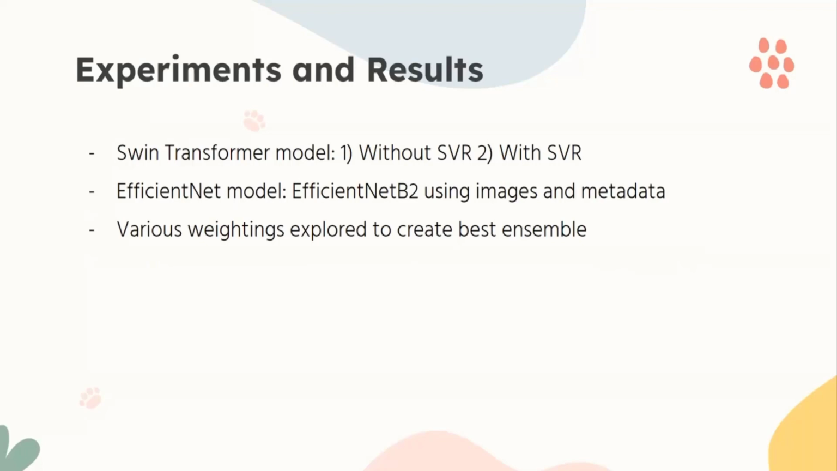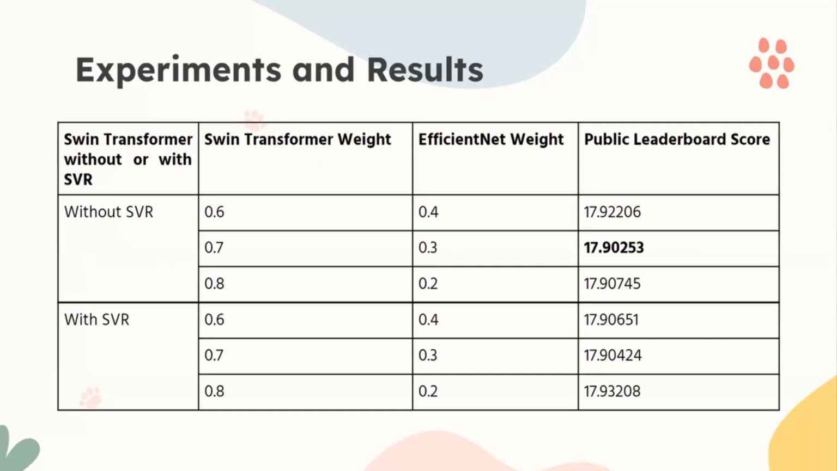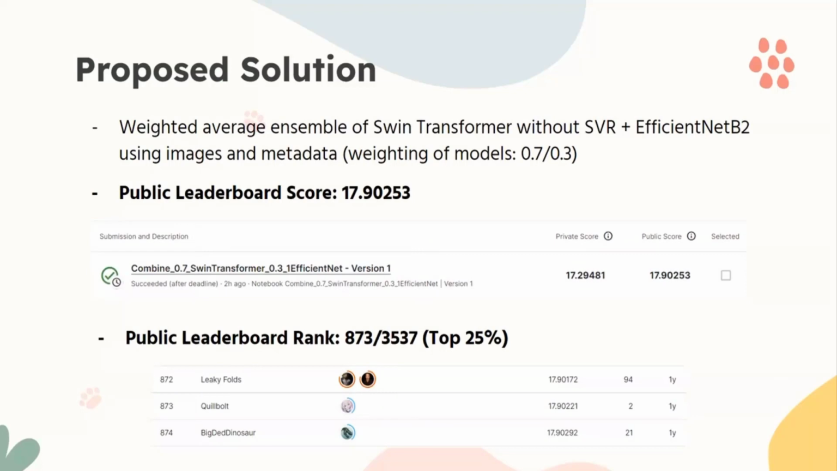Various weightings were explored to create the best ensemble. These are the results. We can see that giving Swin Transformer without SVR a weight of 0.7 and EfficientNet a weight of 0.3 contributed to the best leaderboard score. Therefore, our proposed solution is the weighted average ensemble of Swin Transformer without SVR and EfficientNet V2 using images and metadata, where the weightings of the models are 0.7 and 0.3. Our proposed solution gives the best public score of 17.90253, which is within the top 25% of the public leaderboard.